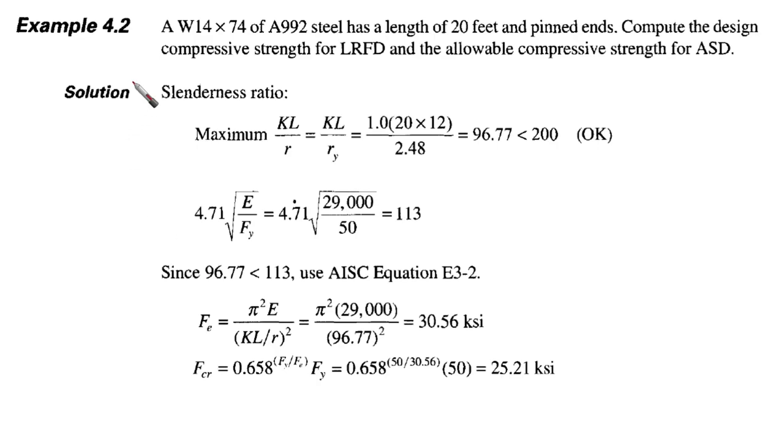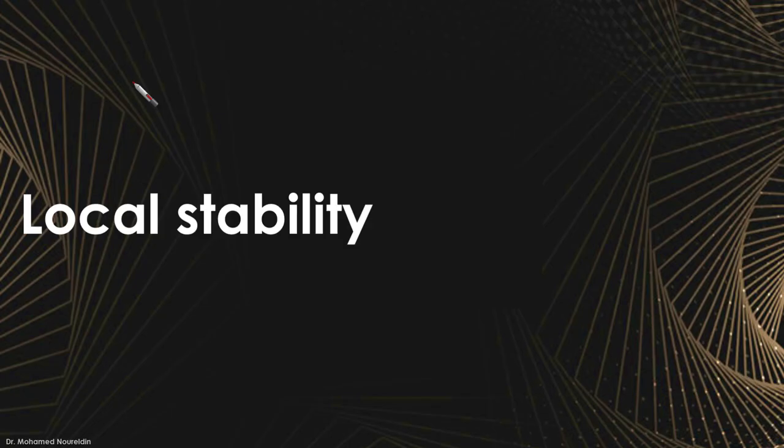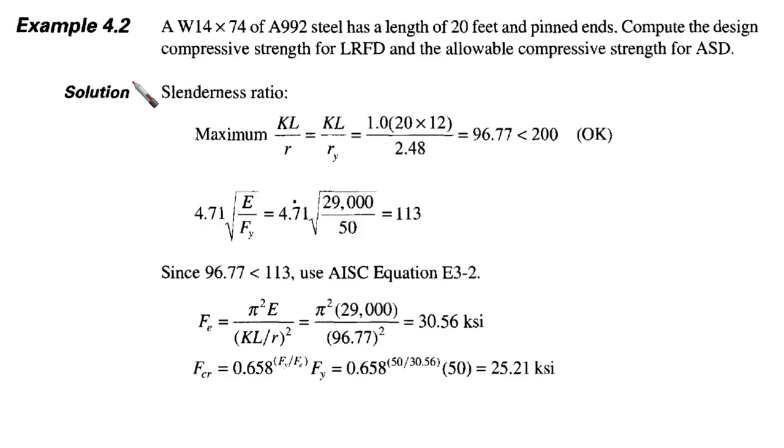So let's go to this example. We have a wide flange W14x74 of A992 steel, which has a length of 20 feet and pinned ends. Compute the design compressive strength for LRFD and the allowable compressive strength for ASD.